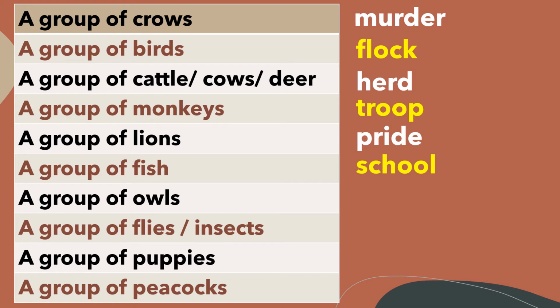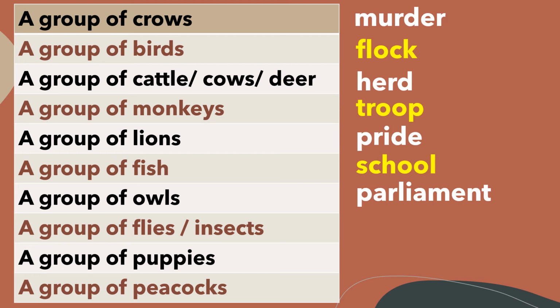And this is also very interesting. A group of owls. Any guesses? The word is parliament. Amazing, isn't it? Kind of makes you wonder that parliament is a place where government officers gather. Funny, isn't it? But then a group of owls, it also means parliament.